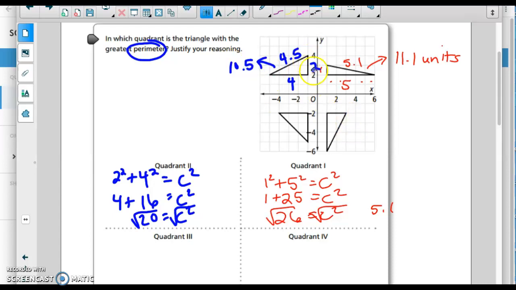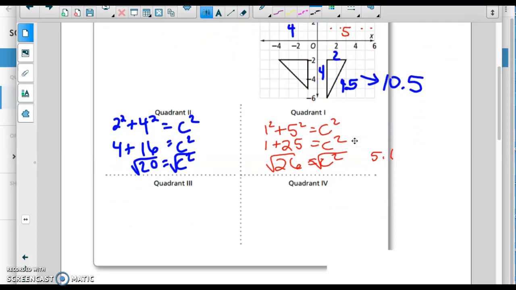If you notice, we're going to skip down here to quadrant 4. This is also a 2 by 4, which is going to make this hypotenuse 4.5, which is going to make this perimeter 10.5. So without even doing any math, just noticing that these two triangles are the same size, we know the perimeter is 10.5. Okay, quadrant 3. Now we just need to know the biggest. So is quadrant 3 bigger than 11.1, which is right now our biggest?